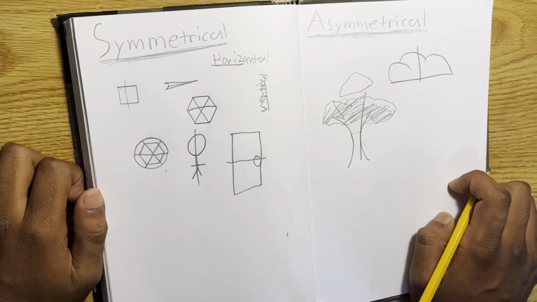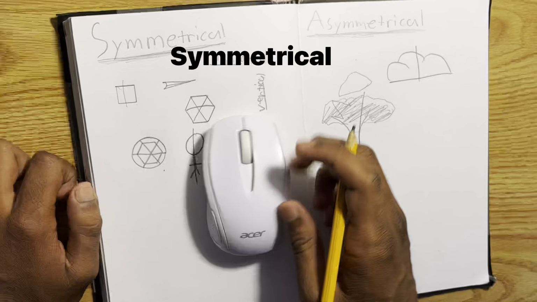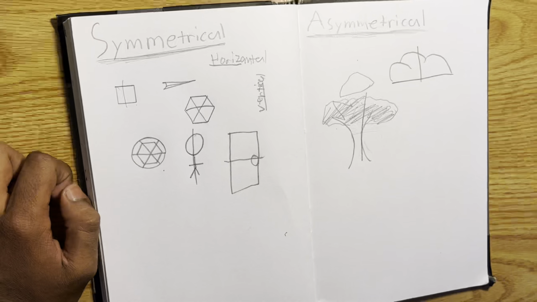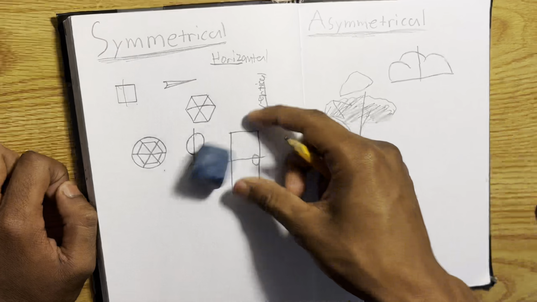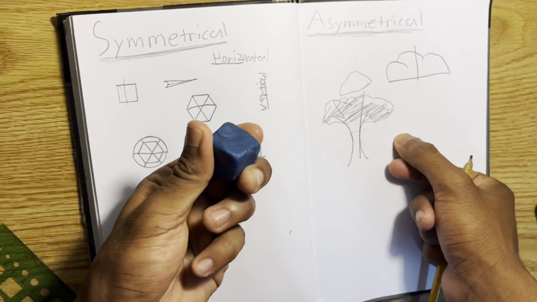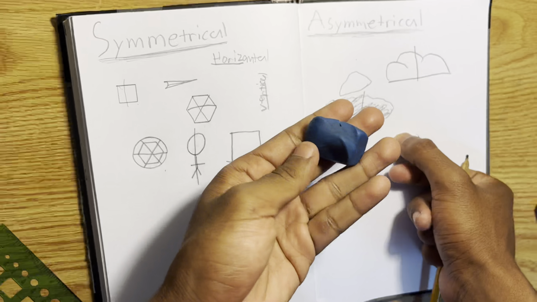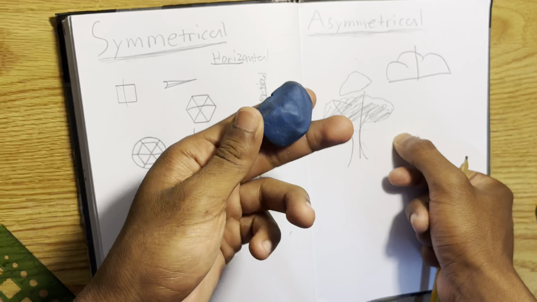Because most of the objects we have are asymmetrical. For example, this mouse right here, it's pretty symmetrical because if you cut it down this way, it's the same on both sides. And then we have other stuff which isn't symmetrical. For example, this piece of clay, if I were to smush it, it's no longer symmetrical, and now it's asymmetrical.